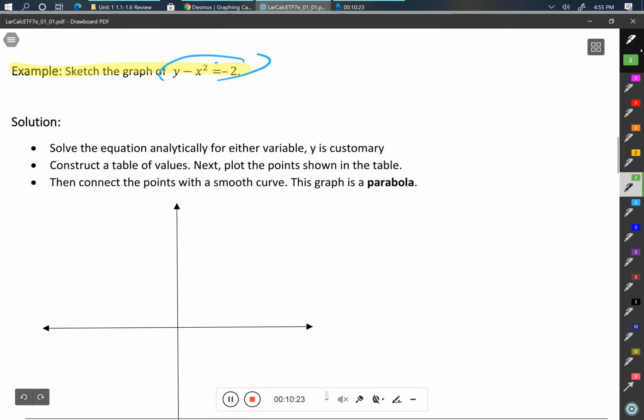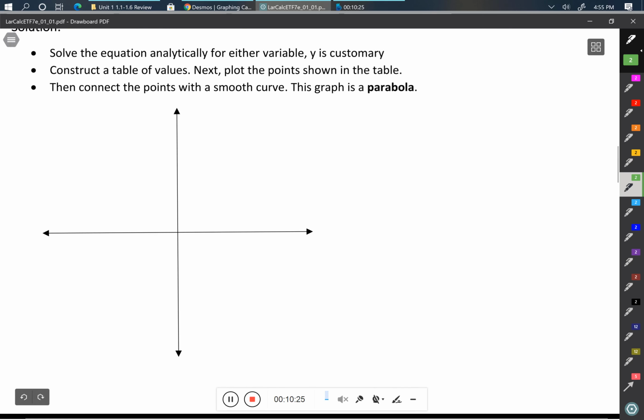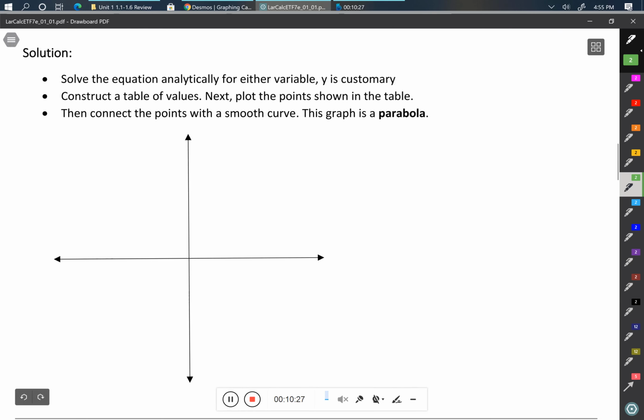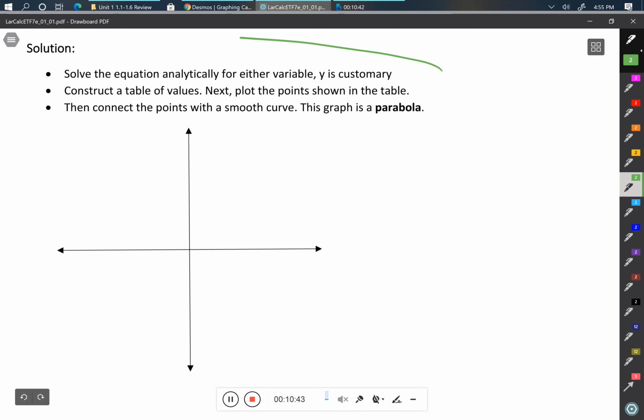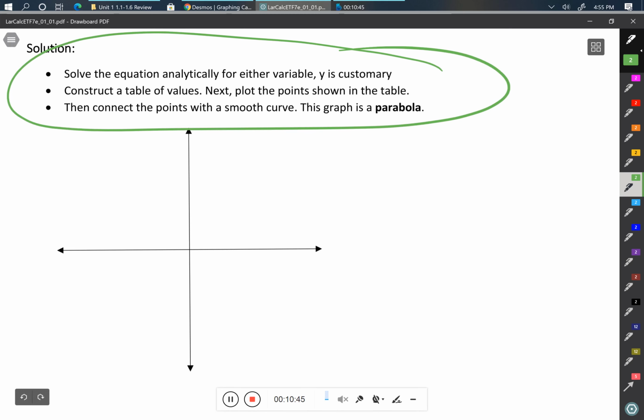All right. So the solution process we use there is we solve the equation analytically for either variable, usually y. We constructed a table of values, and we plotted the points shown in the table, and we connected points, and we made our graph. Our graph is a parabola. Right? So how do you graph things? That's basically the process. Right?